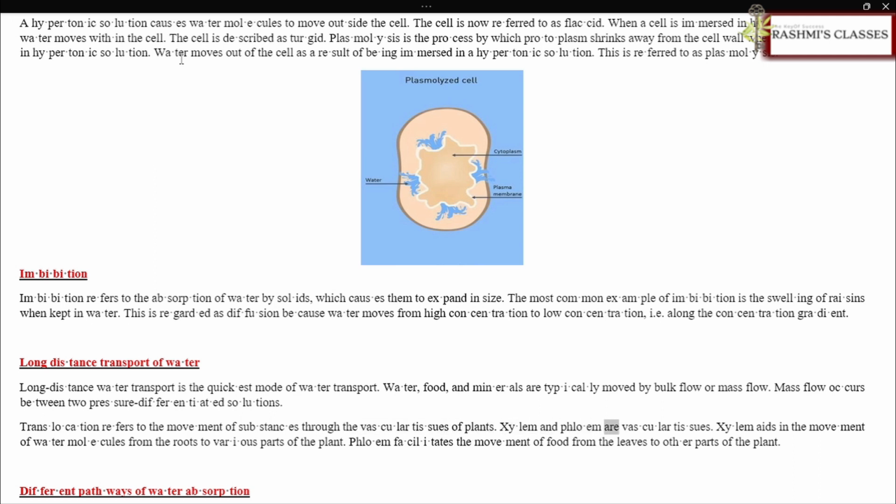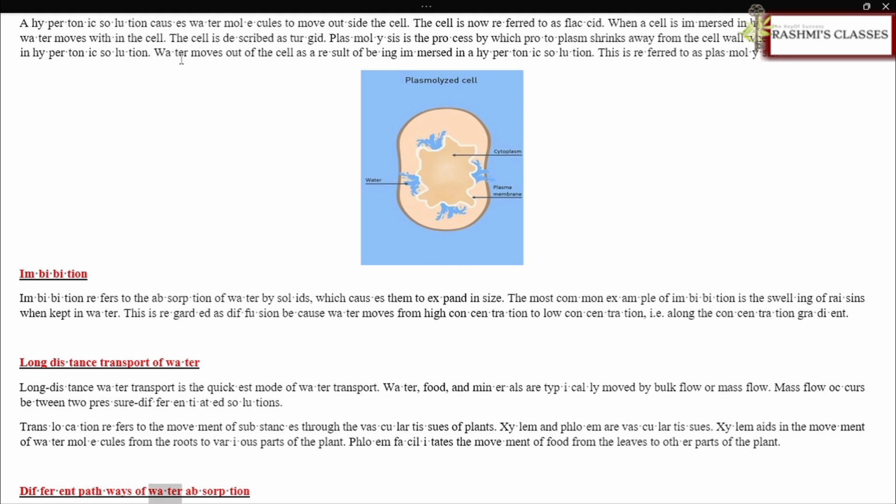Xylem and phloem are vascular tissues. Xylem aids in the movement of water molecules from the roots to various parts of the plant. Phloem facilitates the movement of food from the leaves to other parts of the plant.